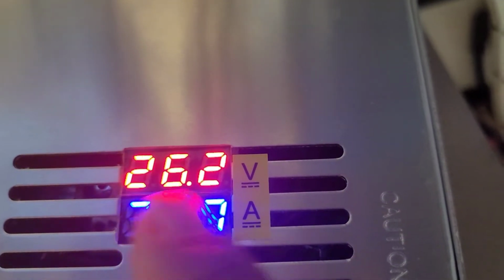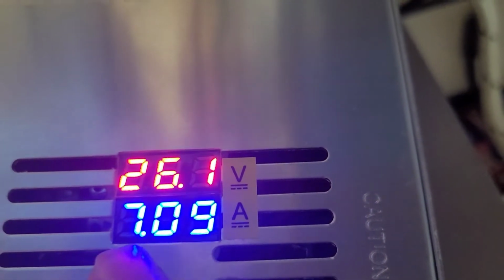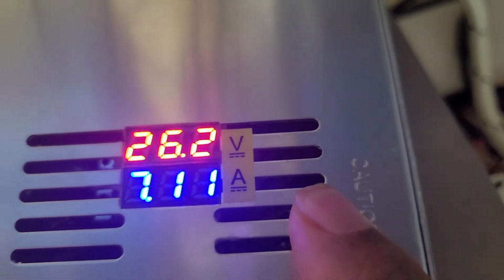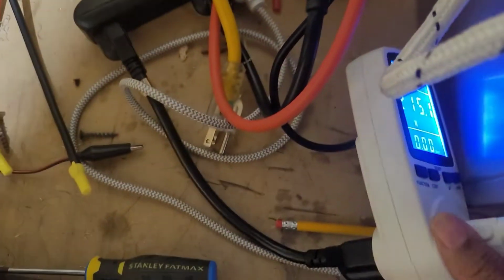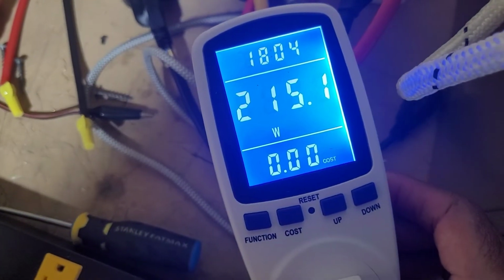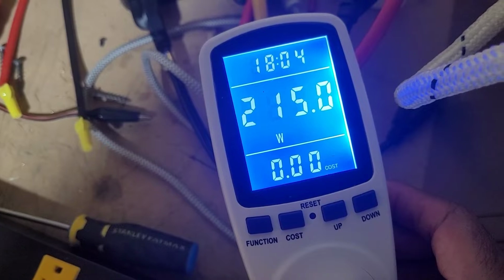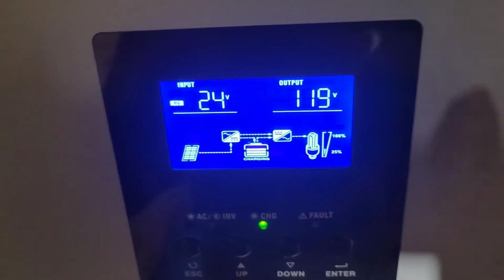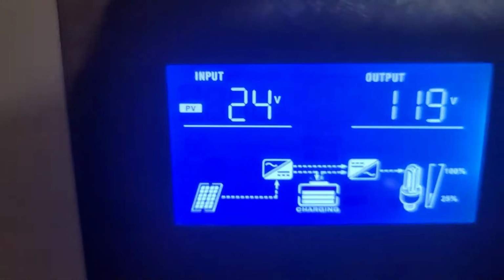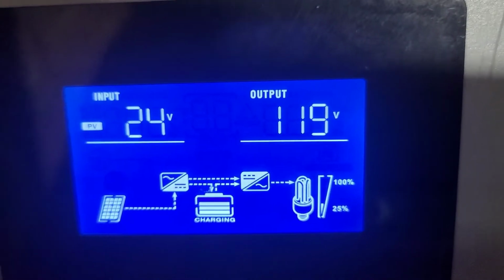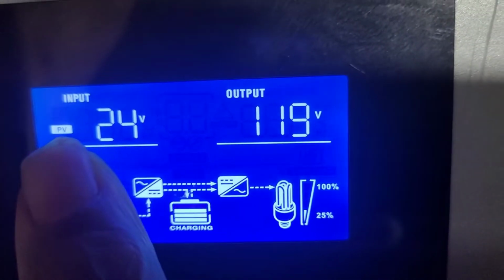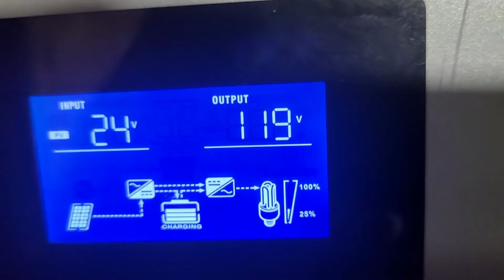You see this 26.2 volts, and then you see 7, and it goes down to 6.7 amps. If you times that, you should end up with that right there. So that's 215 watts. Okay? Now, when it gets over here, let's see if we can get a good shot of that. It says it's only 24 volts of the PV over here. PV is going into this thing.